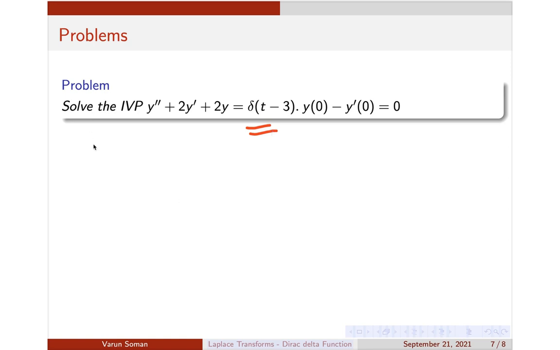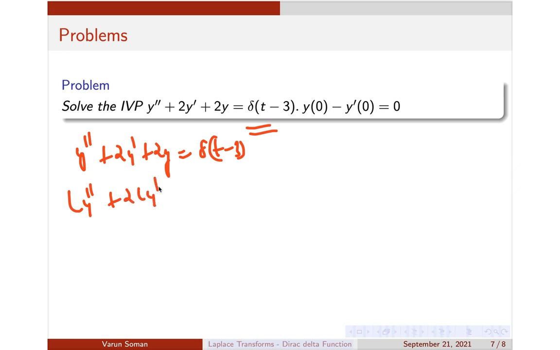I will take the equation which is y double dash plus 2y dash plus 2y is equal to delta t minus 3. I will apply the Laplace transform, so it will become L of y double dash plus 2 of L of y dash plus 2 of L of y is equal to L of delta t minus 3. You know this, what is this? It is simply e raised to minus 3s. So this is the only utility of Dirac delta function.